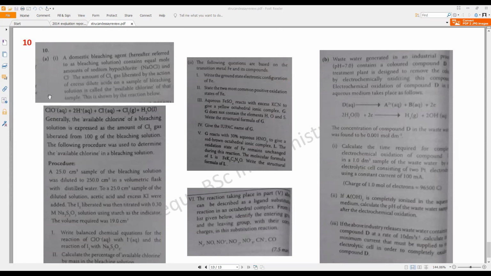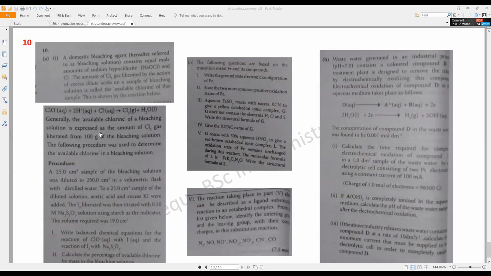So they have given a reaction as well. It will be advantageous for you, because otherwise you need to know what is happening with ClO minus and Cl minus in an H plus medium, as they have mentioned here. So basically it will produce Cl2 gas and water. Get this information from here. Generally, the available chlorine of a bleaching solution is expressed as the amount of Cl2 gas liberated from 100 grams of the bleaching solution.